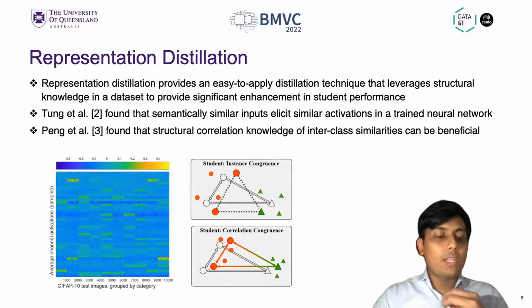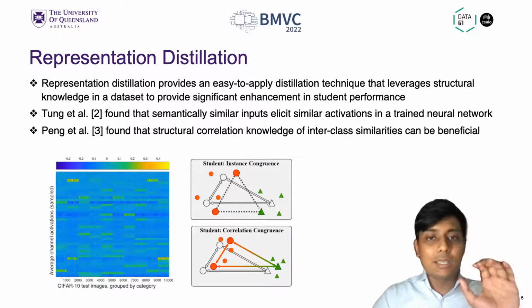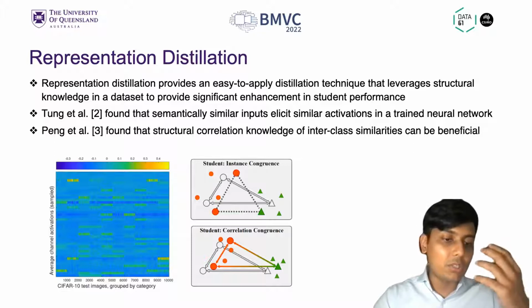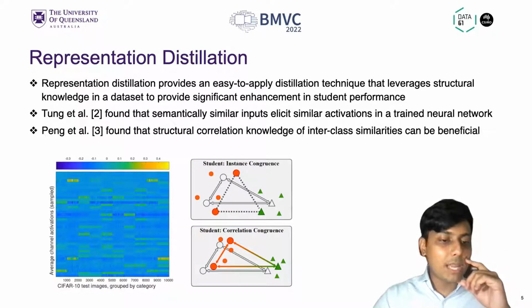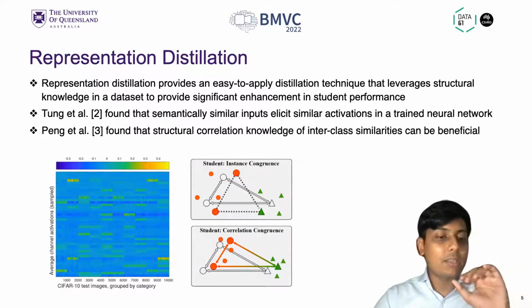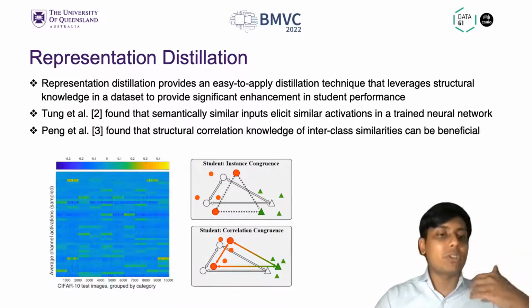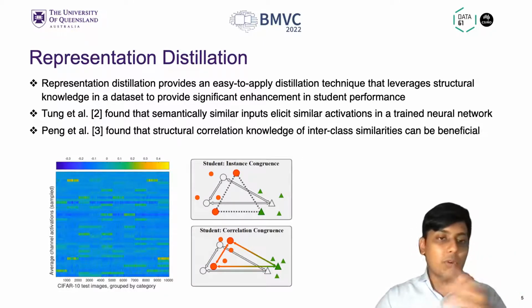This was initially identified by Tung, where he found that semantically similar inputs elicited very similar activations. So for example, in the left-hand figure, you can see the CIFAR-10 dataset, the first 1,000 examples in the CIFAR-10 dataset, which are of the same class, by the way, elicited a very similar activation all the way along the network. And the same goes for class 2 and class 3 and class 4 and so on.